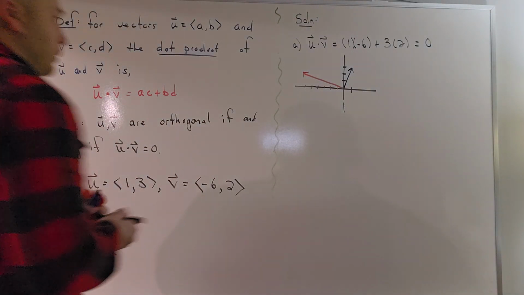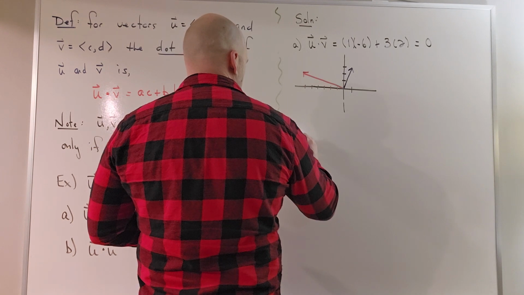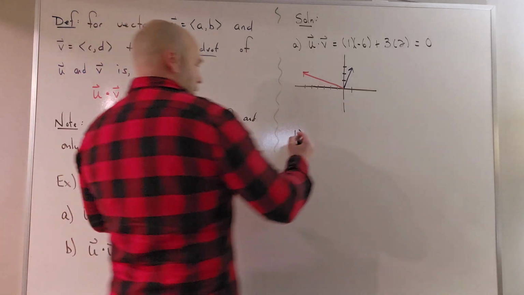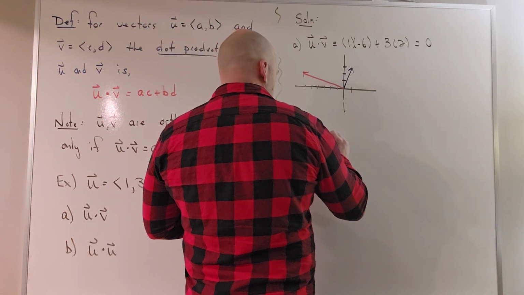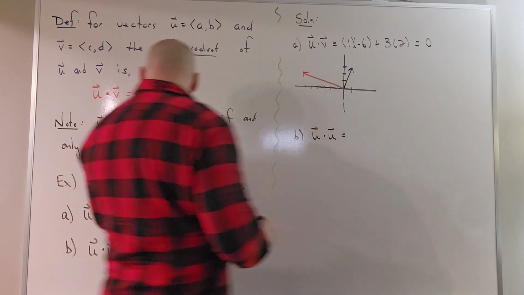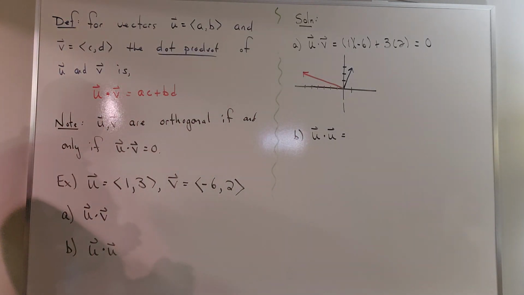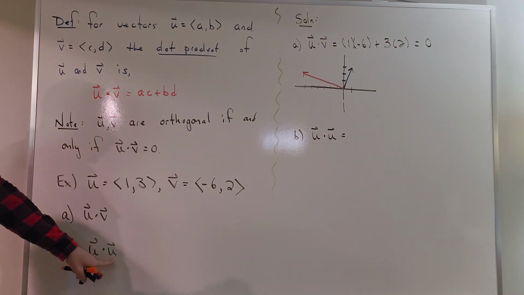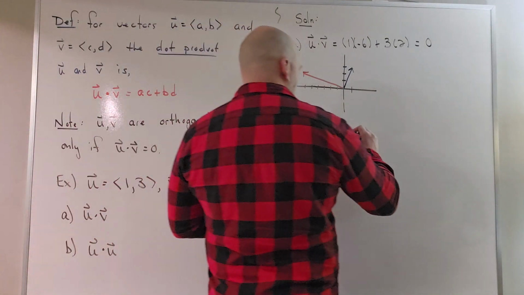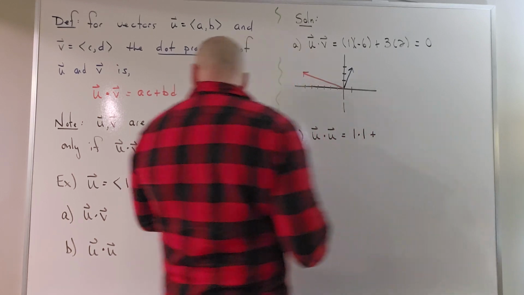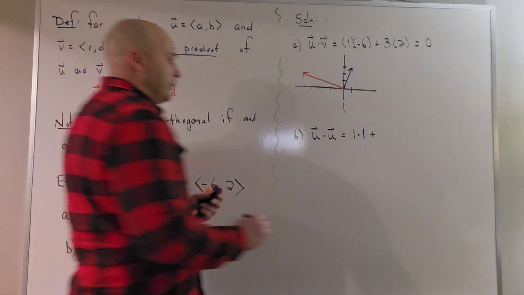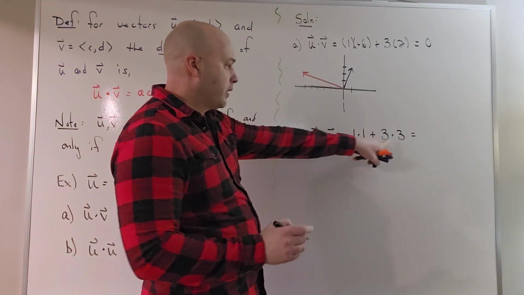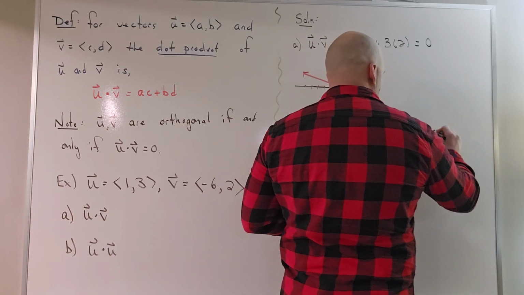All right, part B. This says to compute the dot product of a vector with itself. So I get u dot u. Well, multiply corresponding components. The first component of u is 1, the first component of the second vector, which of course is the same thing. So I get 1 times 1 plus 3 times 3. Of course, this is 1, this is 9, so therefore I get 10.